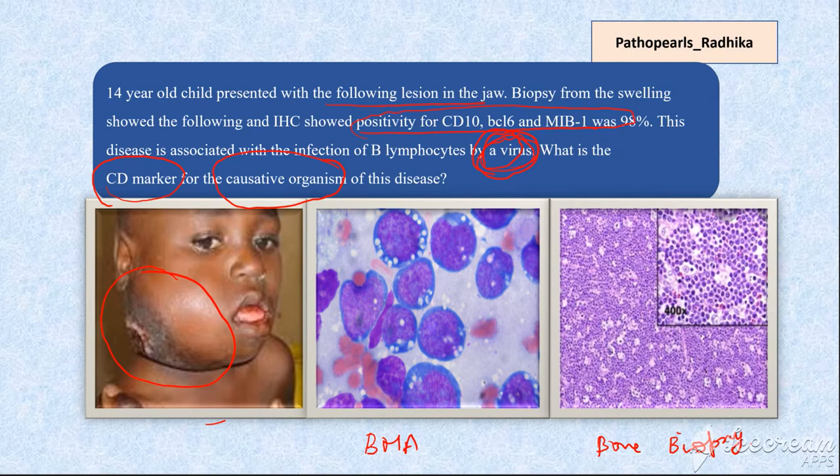And what is the marker for that causative virus? So you have to identify what tumor is this, and this is caused by what organism, and what is the CD marker which helps in infection by this organism. So any guess what is this and what has this to do with this month?